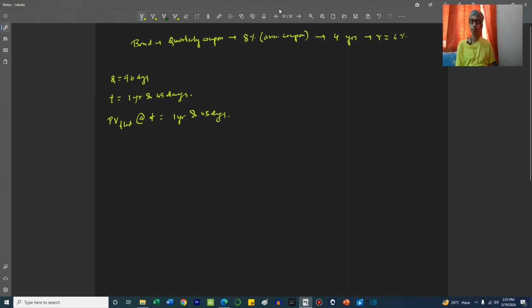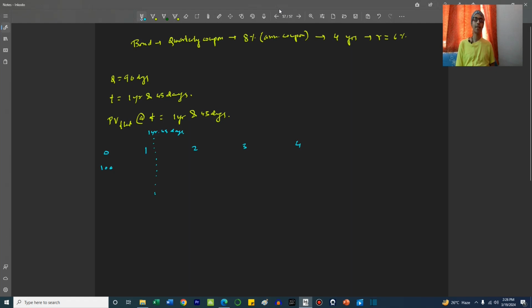Let's do it. 1, 2, 3, 4. 0, 1, 2, 3, 4. This is our entire maturity period of the bond. We are trying to find out the value of the bond at a certain time, which is here, right? 1 year, 45 days.